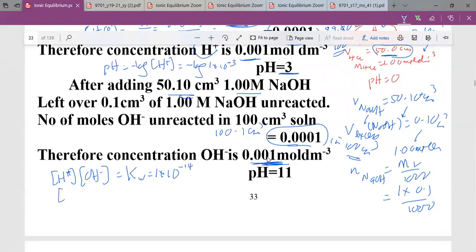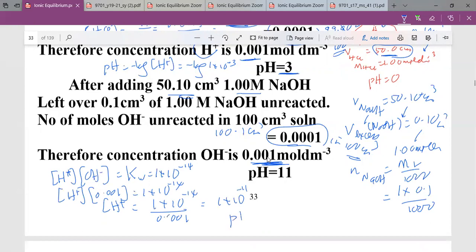Okay, so H plus here. OH minus here is 0.001. Okay, the product equals 1 times the power of minus 14. So H plus is how much? Equals 1 times the power of minus 14 over 0.001. Of course, shift 1, 2, 3, it will be 1 times the power of minus 11. So pH is equal to minus log base 10 of 1 times the power of minus 11, which is pH 11. Yeah, 11. So the next point is here.